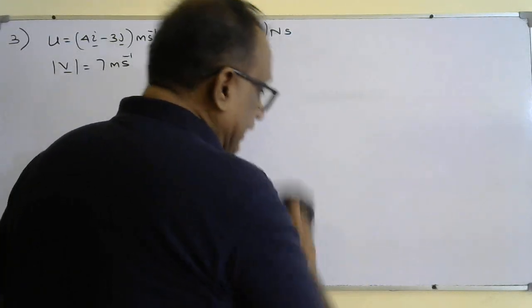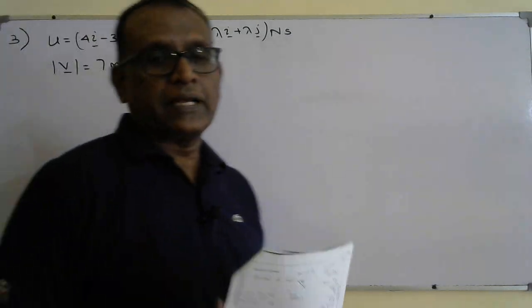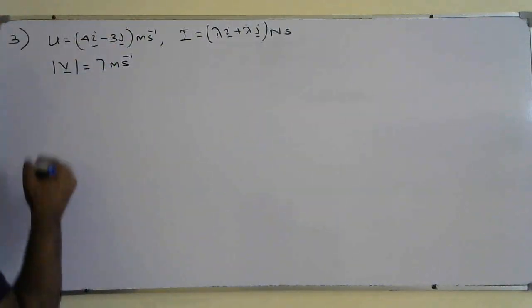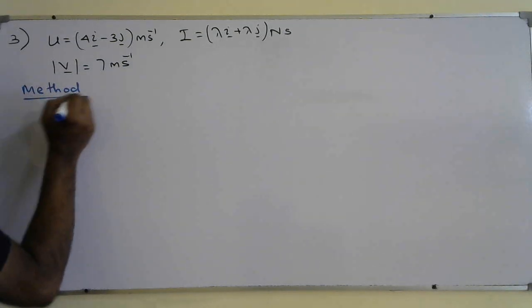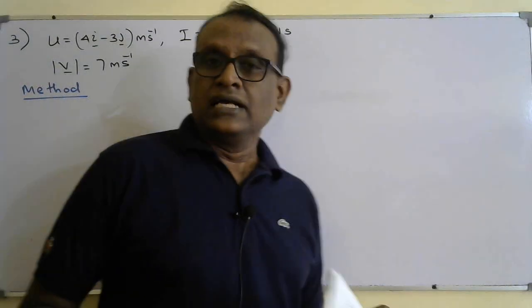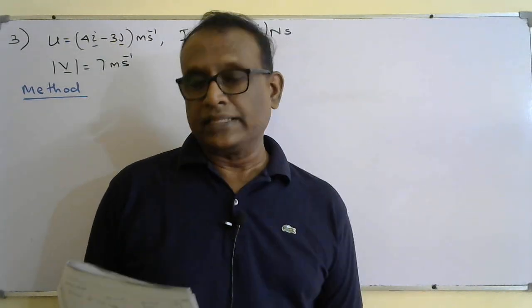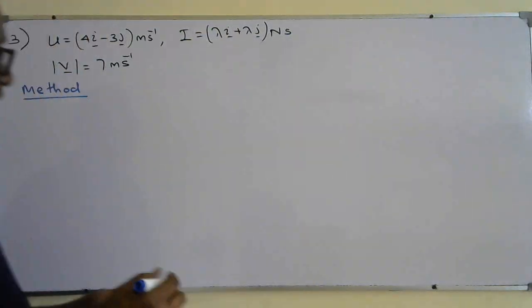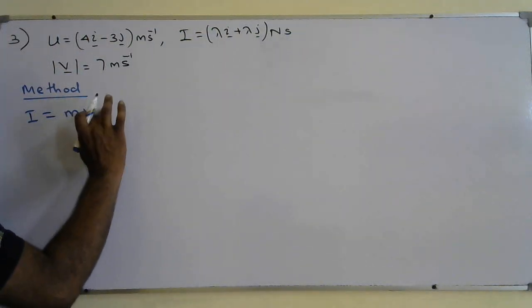Here the magnitude of the final velocity vector v is given, and they have to find lambda. We can do this in two different ways. Method one: just by using I equals mv minus mu, with algebra and vectors. Method two: by using a vector diagram, by sketching it. Both methods will get the same answer. I'll do the first method, using algebra, I is equal to mv minus mu.